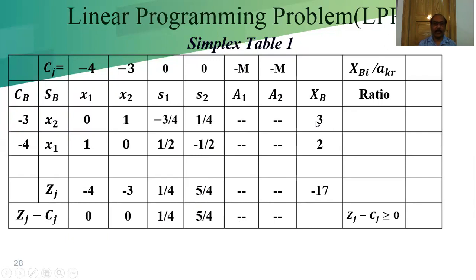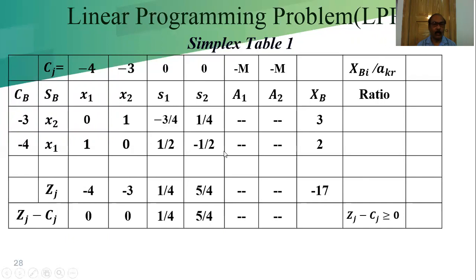Now we get xB equal to 3 and 2. So the new value of the objective function we get: minus 3 into 3 is minus 9, and minus 4 into 2 is minus 8. So in total we will get minus 17. This is the maximum value of the objective function, and here we see all zj minus cj is greater than or equal to 0. Two are 0 and another two are positive. So this is the optimum table.